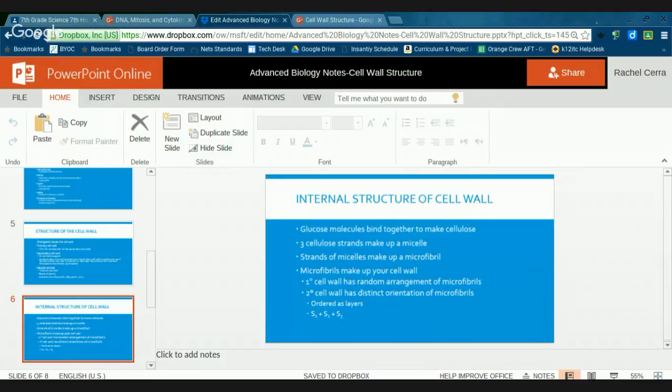So random orientation of your microfibrils in the primary cell wall, but the layered orientation in the secondary cell wall is kind of what I want you to walk away with that one.